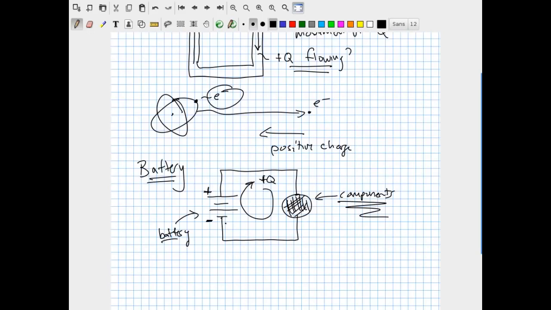This symbol for the battery tells you a lot once you write it down or once you see it in a circuit diagram. It tells you that this battery right here is trying to push positive charge up and around clockwise in this circuit.